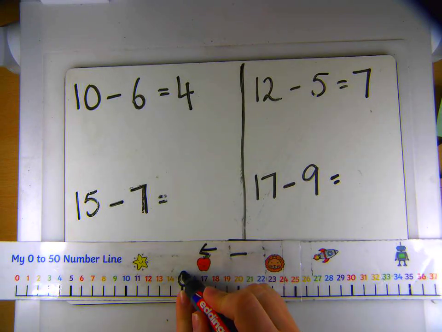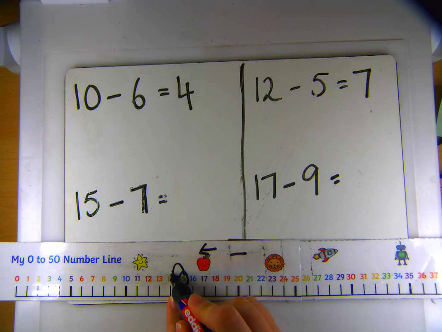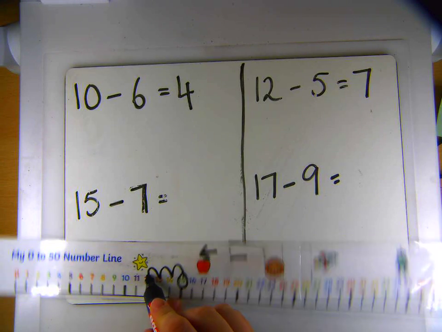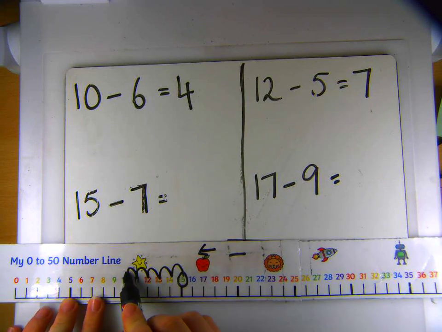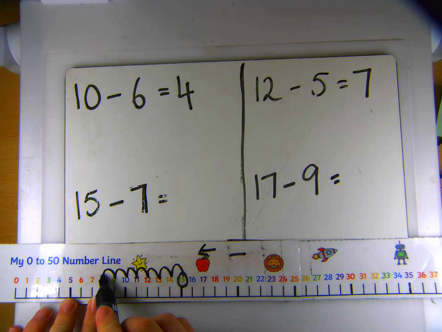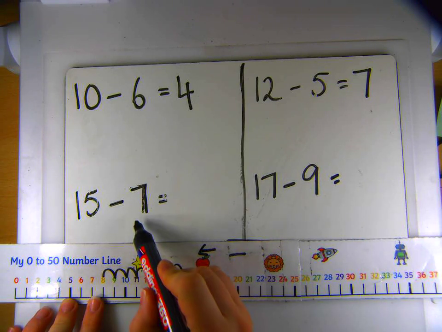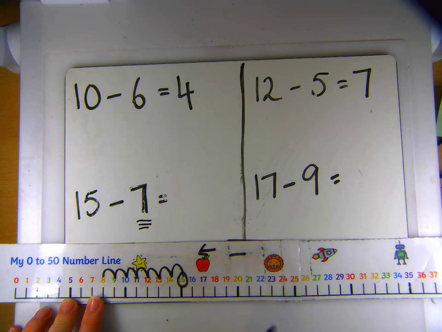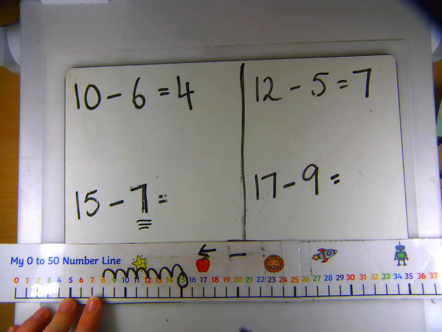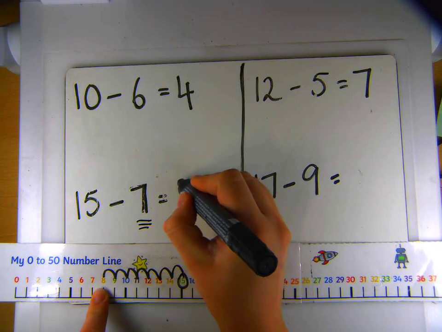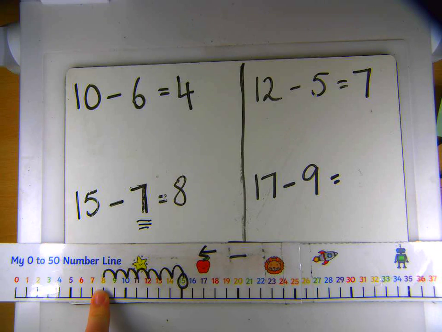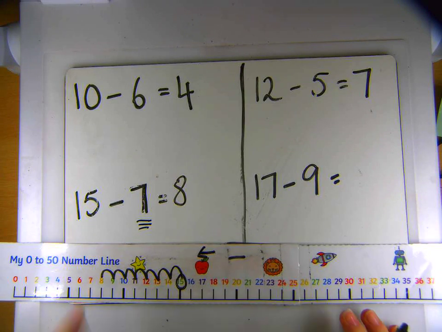Okay, so we go 1, 2, 3, 4, 5, 6, and 7. Once I've done 7 jumps, because that's all I need to do, then I'm going to stop, right? I'm just going to double check that I've done my 7 jumps, because it's really easy to make mistakes when you're doing this. So I've got 1, 2, 3, 4, 5, 6, 7 jumps. Okay, I've landed on number 8. So that tells me that 15 minus 7, 15 take away 7, is 8.